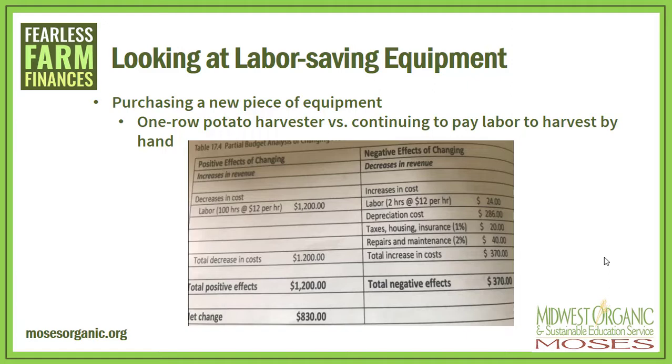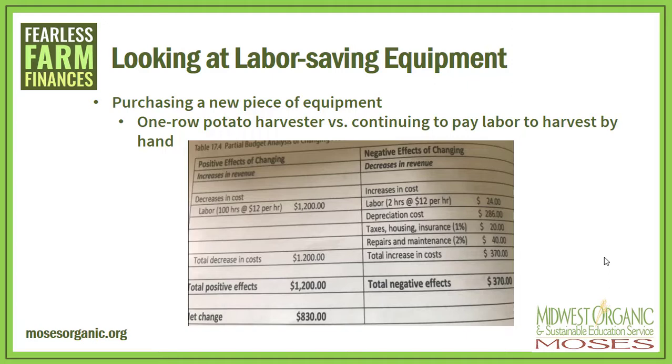You have 1 acre of potatoes to harvest each year. So if you lay it out, positive effects on the left-hand side and negative effects on the right-hand side, the potato harvester would be able to harvest 1 acre in about 2 hours versus paying laborers for 100 hours to pick the same acre of potatoes.